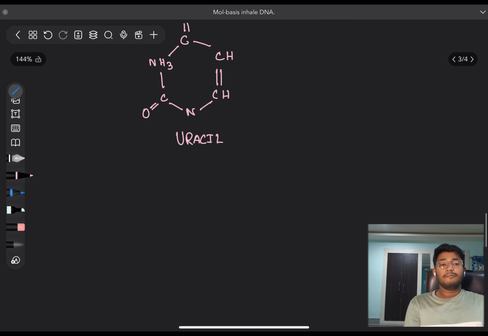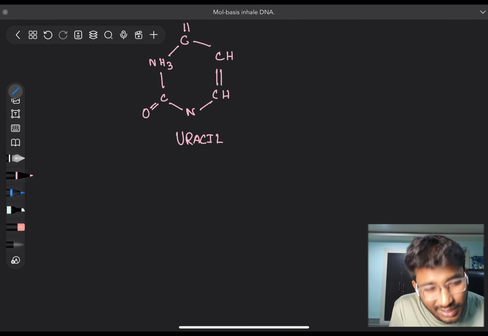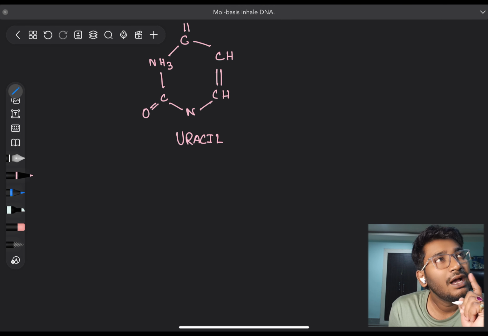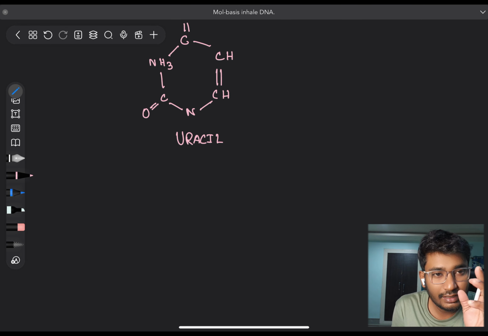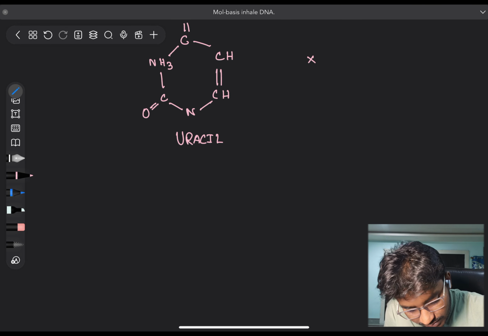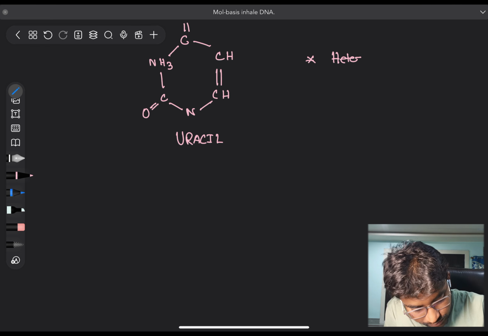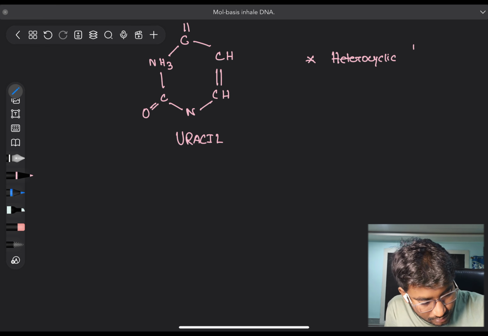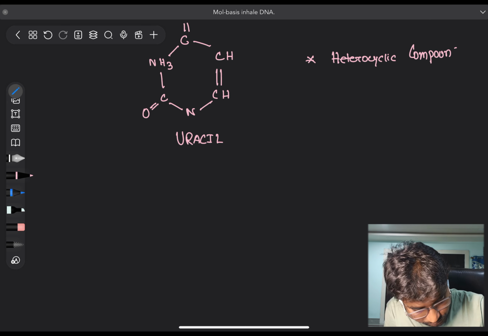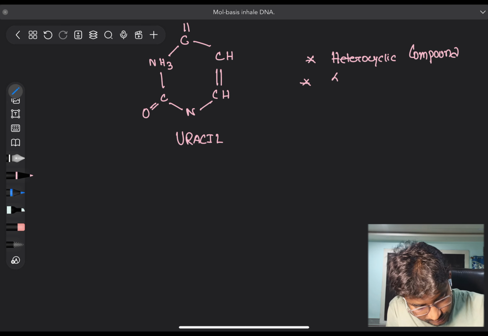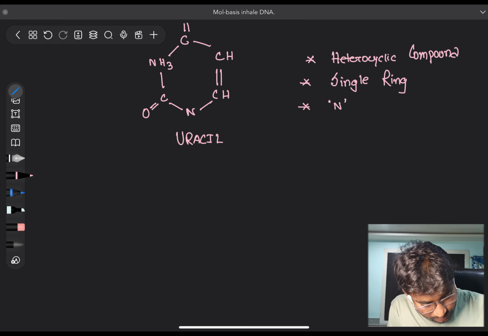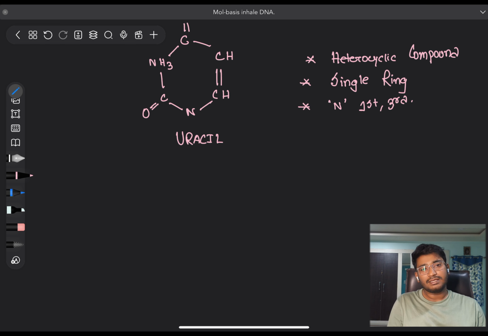Okay. So you just remember the overview of the structure, because I think one time it came into the NEET examination or AIPMT. These all are heterocyclic compounds, with a single ring. And the first and third compound contains nitrogen.